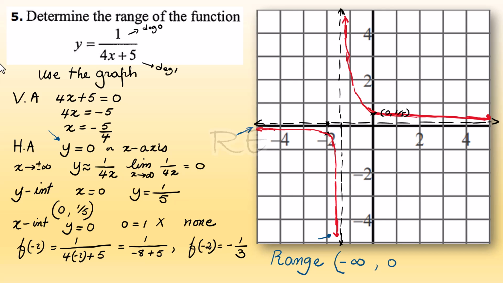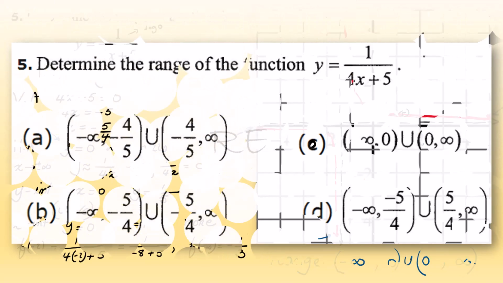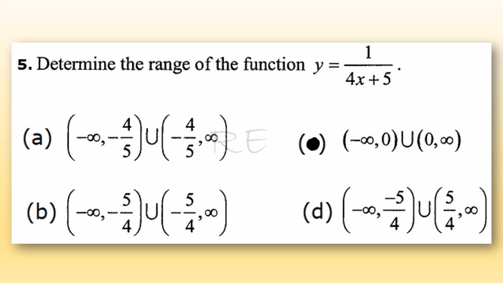y equal to 0 is the asymptote. Union, pick it up at 0. 0 is not included, y equal to 0, to y equal to positive infinity, all the way at the top. So the correct answer is C.